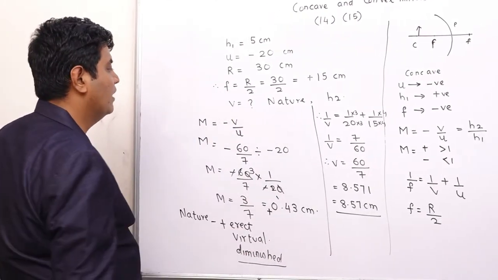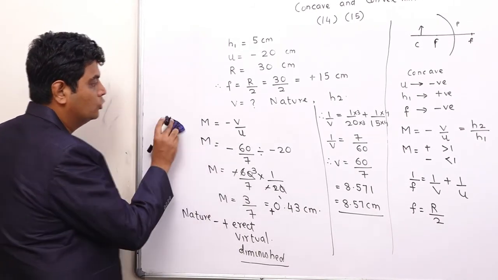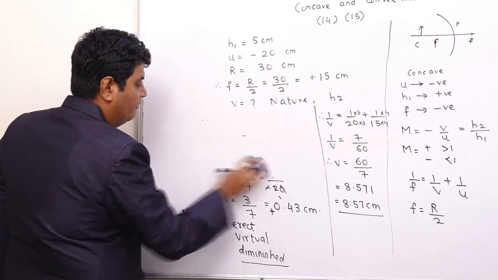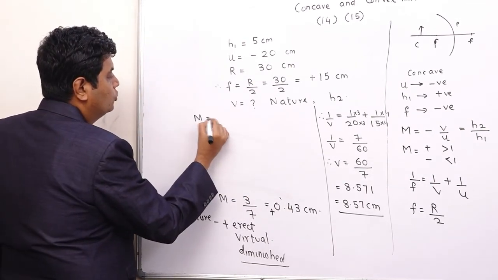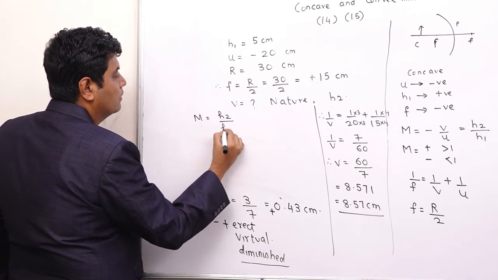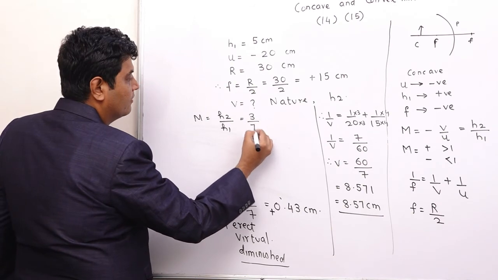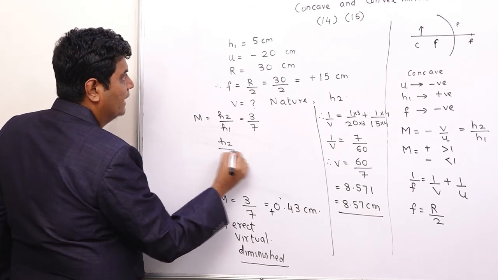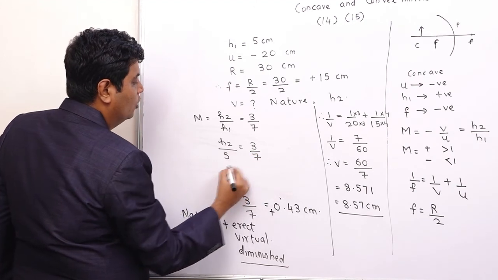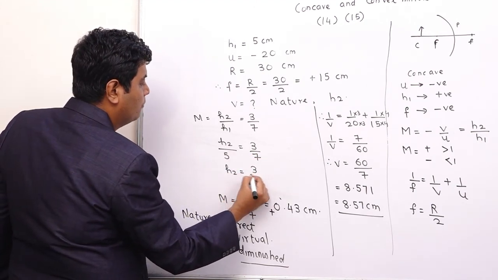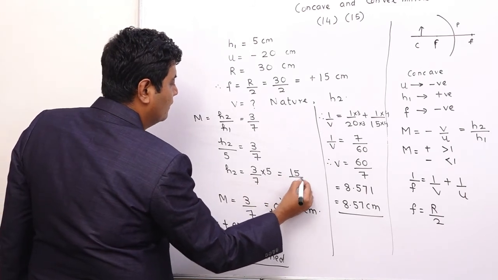Now you have to find the value of H2 also. Okay, so how will I find H2? I know magnification is equal to H2 upon H1. And what is the value of magnification I got? It is 3 upon 7. So H2 upon H1, which is 5, is equal to 3 upon 7. So H2 is equal to 3 upon 7 multiplied by 5. So it will be 15 upon 7.